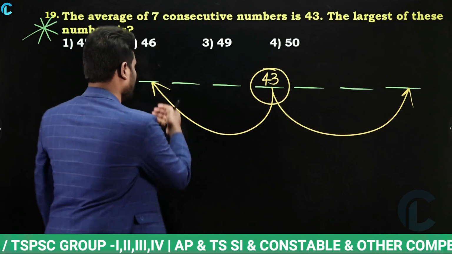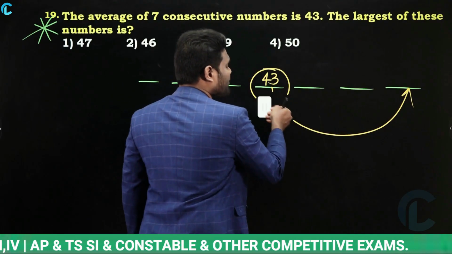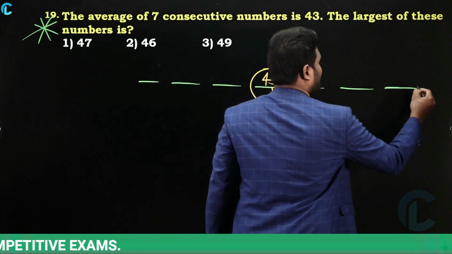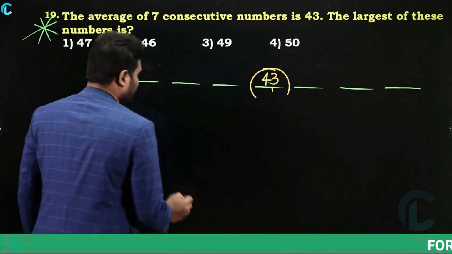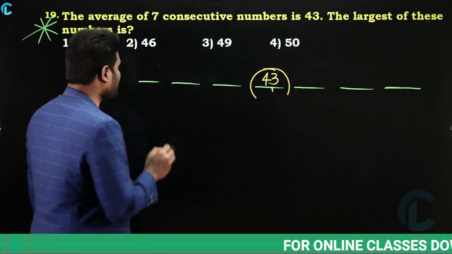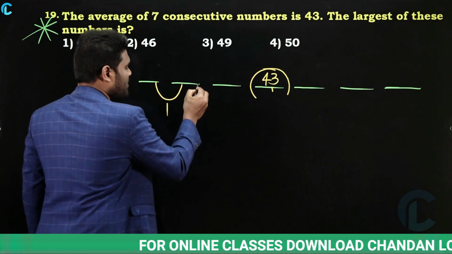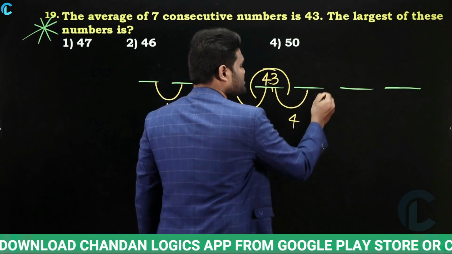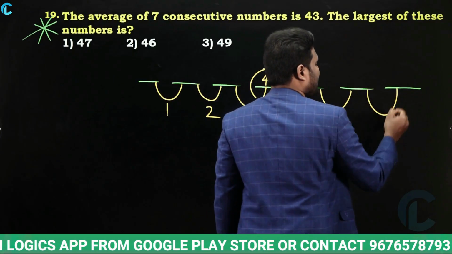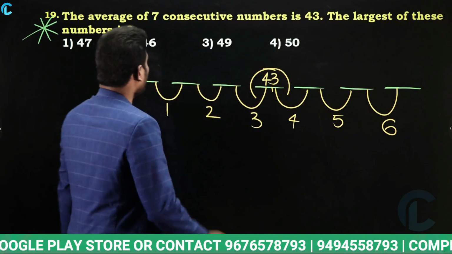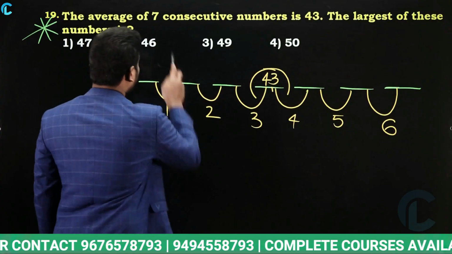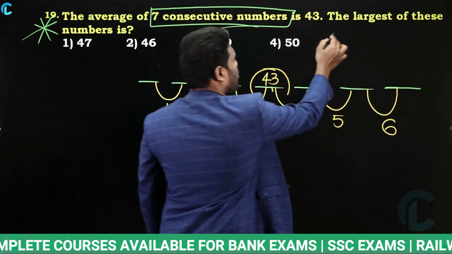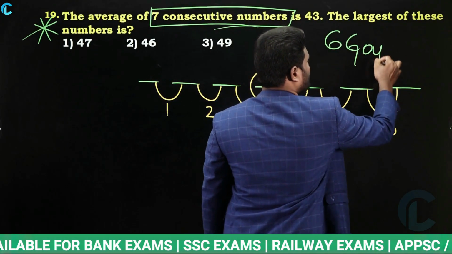If you have observed here carefully, instead of counting all these things, you can solve them in a much smarter way. Look at the number of gaps you have. Here I have 1 gap, here I have 2 gaps, here 3 gaps, here 4 gaps, here 5 gaps, here 6 gaps. Which means when you have 7 consecutive numbers, the number of gaps is only 6 gaps. Yes or no?